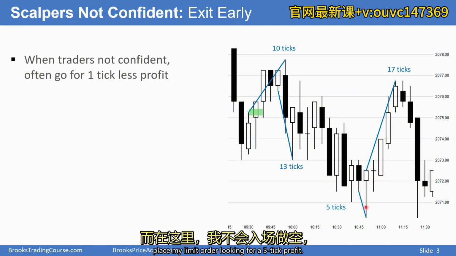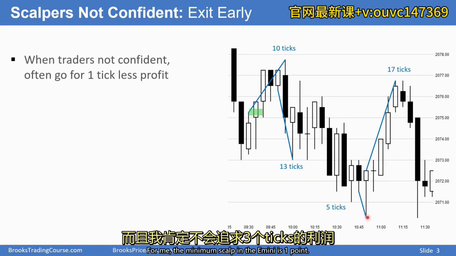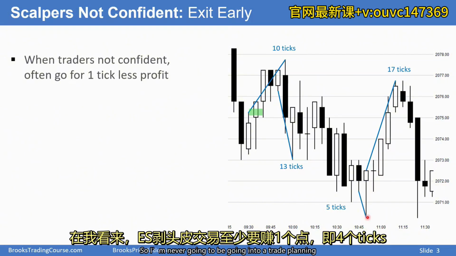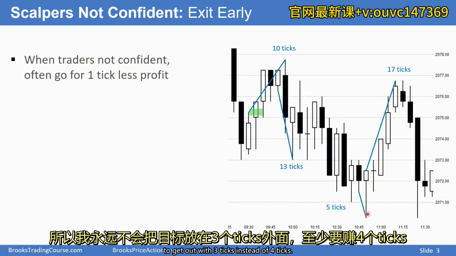Here, I would not take that short, and I certainly would not place my limit order looking for a 3-tick profit. For me, the minimum scalp in the E-mini is 1 point, so I'm never going to be going into a trade planning to get out with 3 ticks instead of 4 ticks.